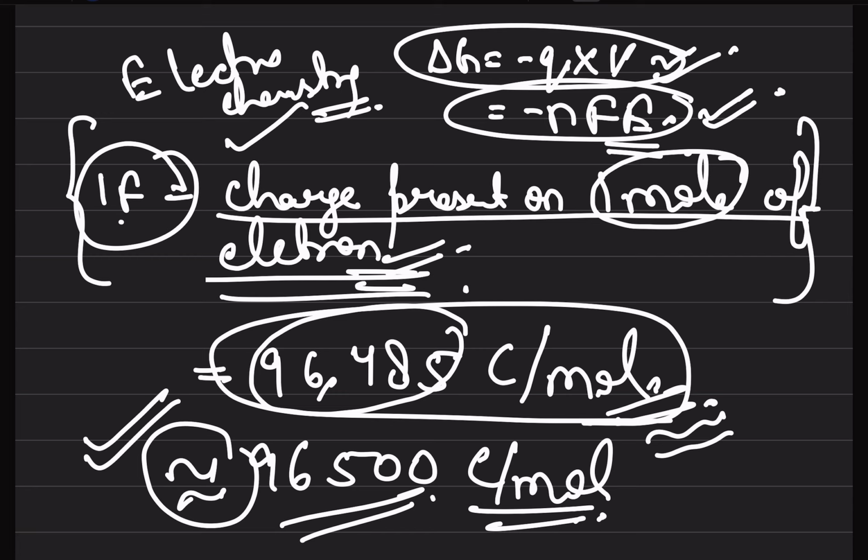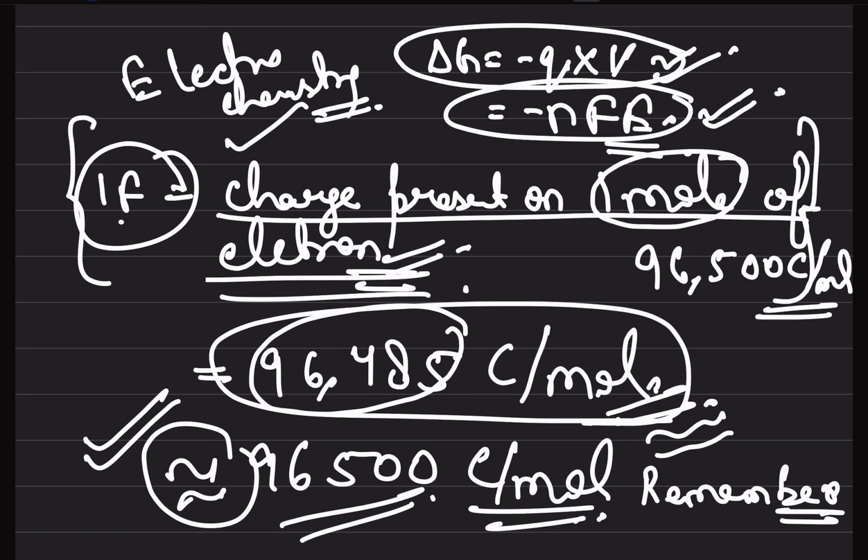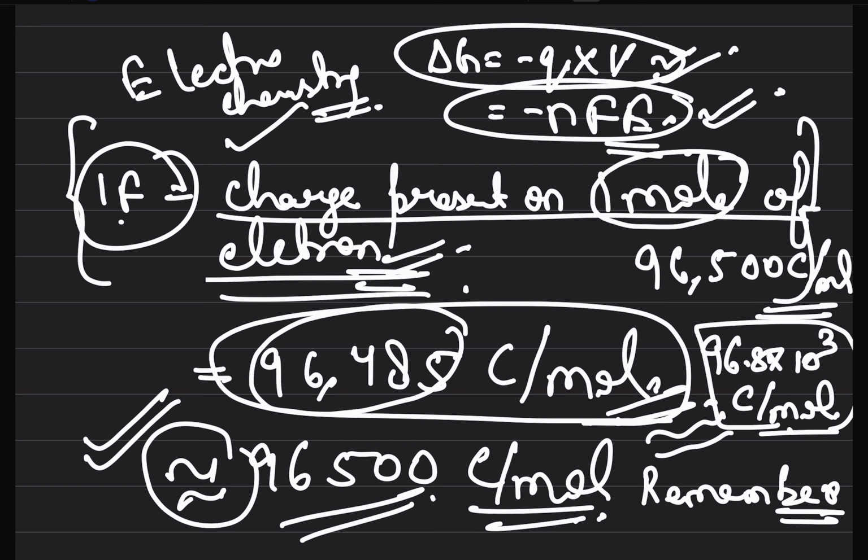So this value we have to remember: 1 Faraday is equal to 96,500 coulomb per mole, or 96.5 into 10 to the power 3 coulomb per mole. This we will use in various places. These two formulas are also very important. And 1 Faraday is the charge present in 1 mole of electrons. So all these things are very important which we have to remember.